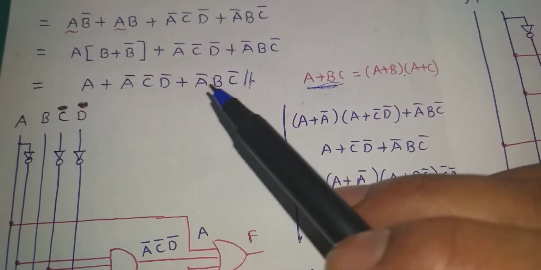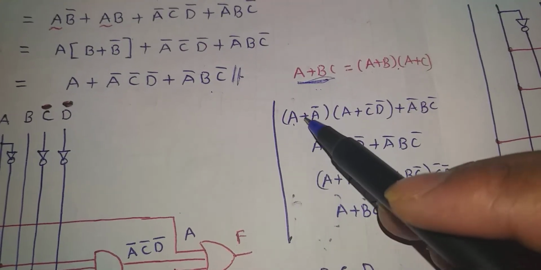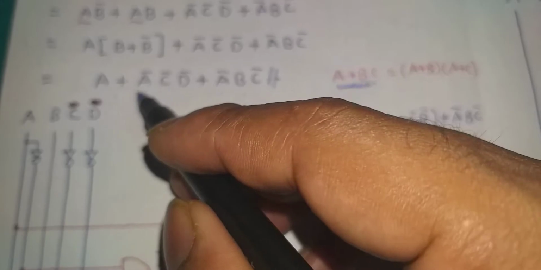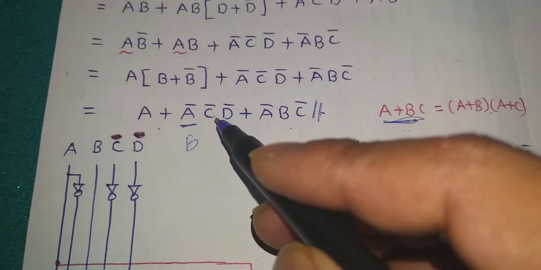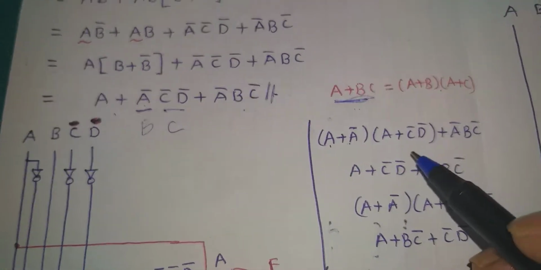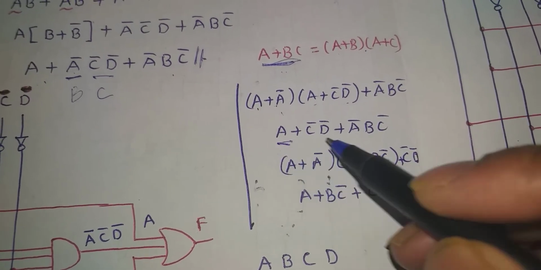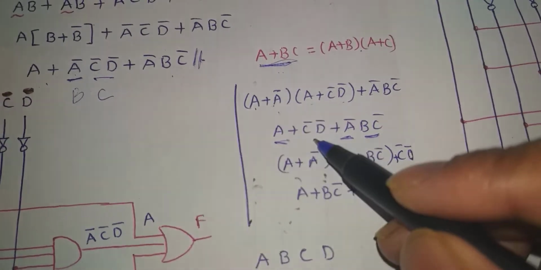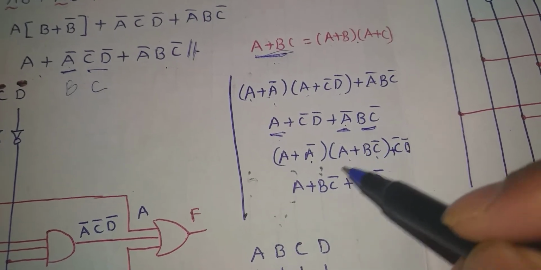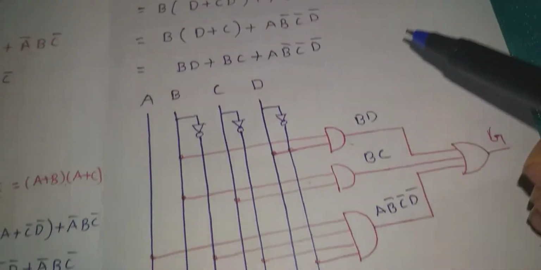Now from this, I have taken these two as a common one, then it becomes A plus, I have taken this as A, I have taken this as B and this as C, A plus B into C, A plus B into A plus C. Like this, then it becomes 1, and here this is the expression. Once again I have taken A, B into C, A plus B into A plus C, and this is a simplified expression. I have drawn this. Okay, just go through this example on your own, simplify this expression and draw this logic diagram.